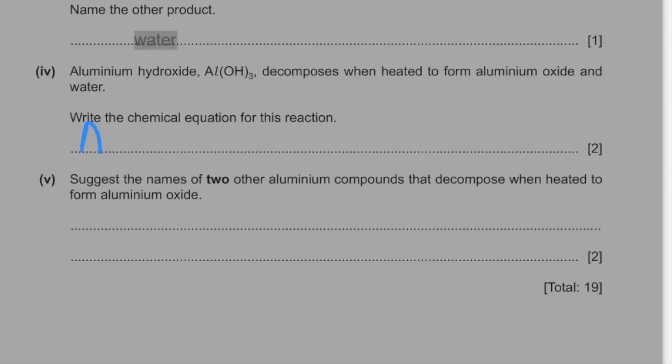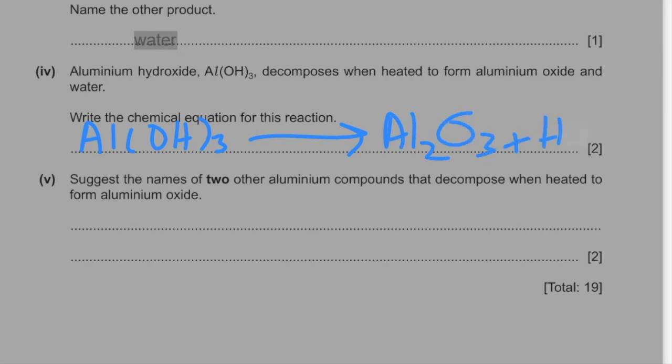Alright, so we have aluminium hydroxide decomposing to aluminium oxide plus water. Since we had three hydrogen molecules over here, we'll balance by making it 6 over here, similarly 6 over here.